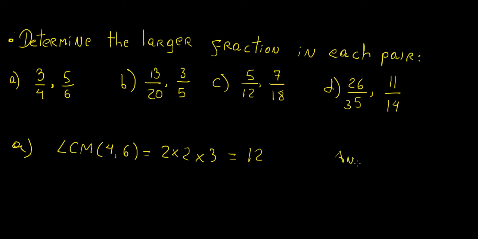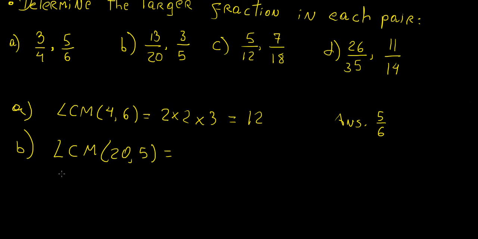So the answer is 5 on 6. Question B, let's find the least common multiple of 20 and 5. So let's see what the prime factors of each are. This one is going to be 2 and 10. And then 10 is going to be 2 and 5.